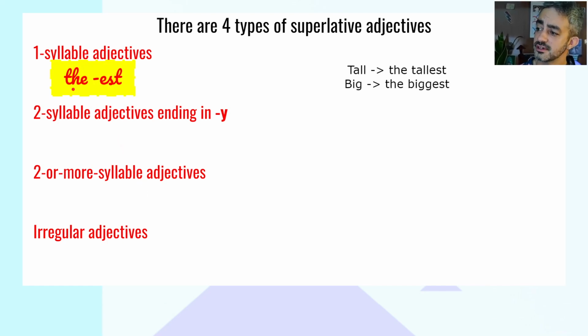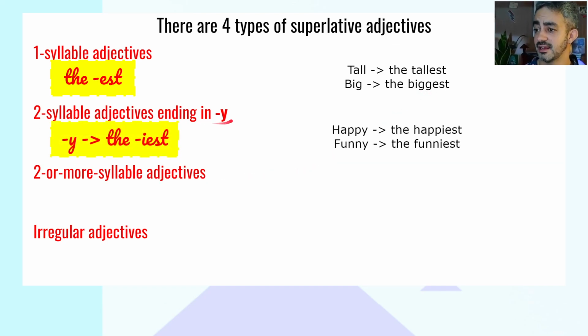The first transformation is with 1-syllable adjectives. These become the plus est at the end, like tall is the tallest, big is the biggest. Remember that if an adjective ends in consonant, vowel, consonant, then you need to double the final consonant.